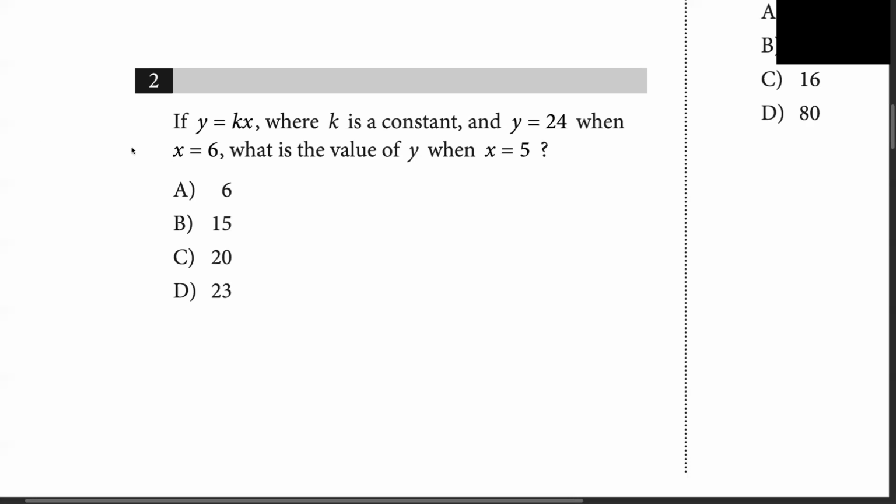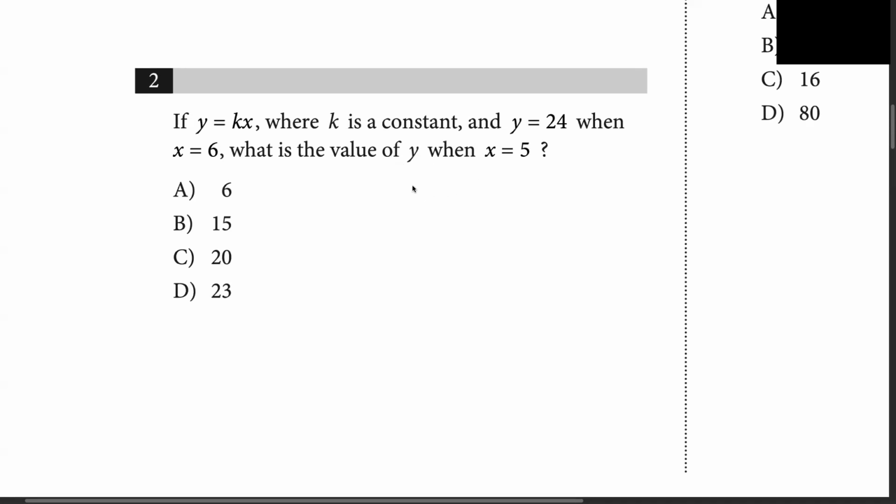So today we're going to review question number 2 from SAT Official Practice Test 1 in the calculator section. And question 2 says, if y equals kx, where k is a constant, so in other words, k is a number, we don't know what that number is, but it doesn't change, so it has one set value, and y equals 24 when x equals 6, what is the value of y when x equals 5?